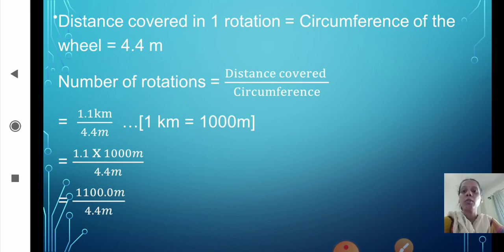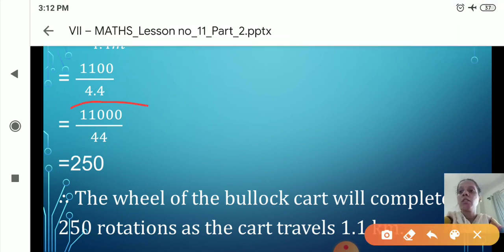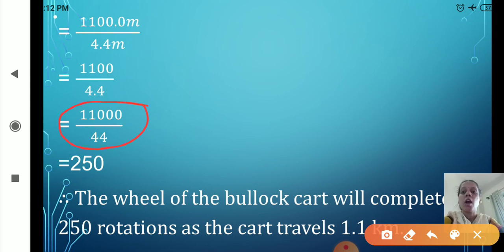Now as both the quantities are in meter, we can do division. So 1100 divided by 4.4. Now in the denominator there is a decimal point, so we can remove the decimal point and add a 0 in the numerator. So the next step is 11,000 divided by 44. Now you will do this division. Both the numbers are first divisible by 2. Then again you can divide these numbers by 22. So the answer is 250.